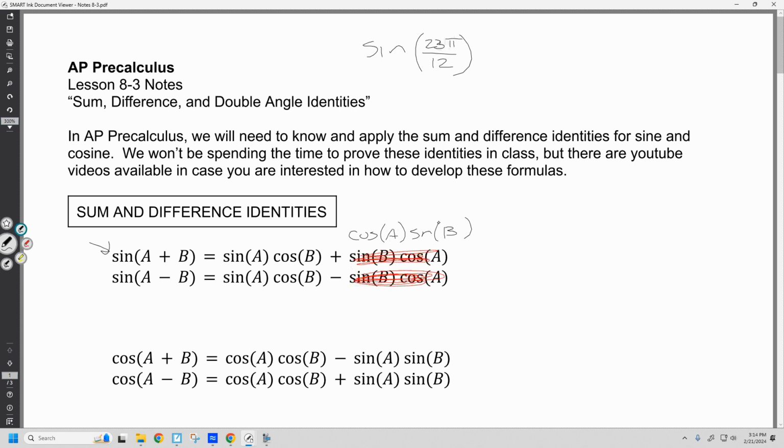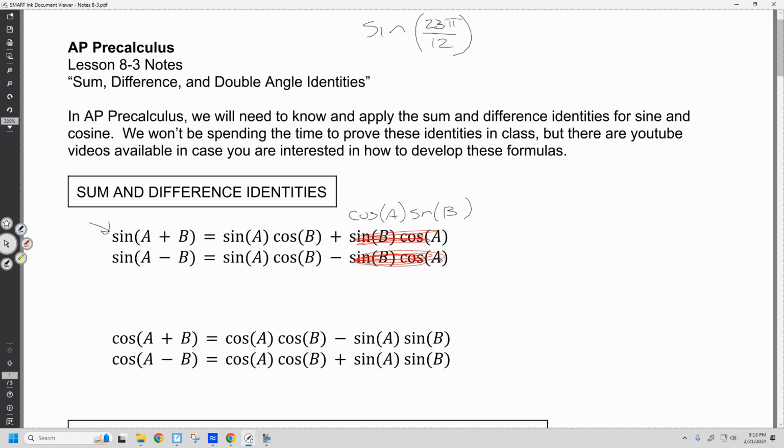What I'm going to be repeating over and over again today is the following. Sine, cosine, cosine, sine, cosine, cosine, sine, sine. AB, AB. Sine, sine stays the same. Cosine, sine flips. Okay? Now I'm going to show you this in action.